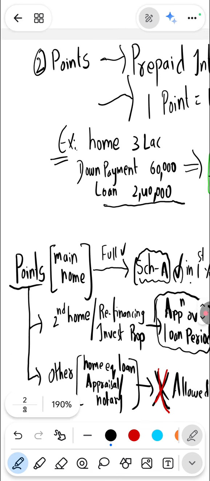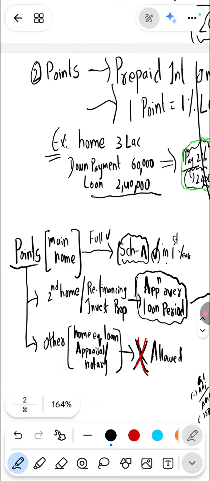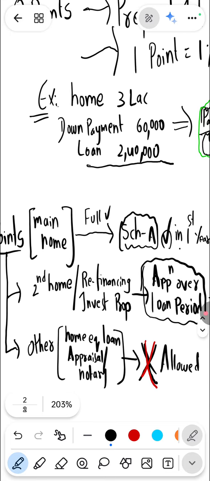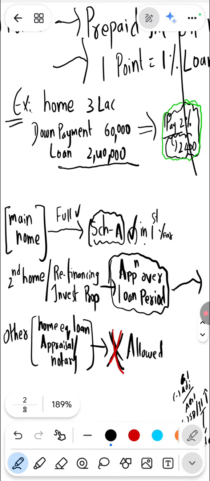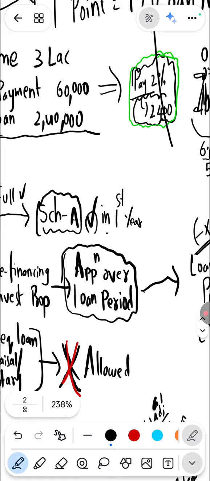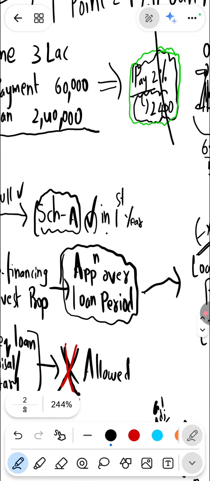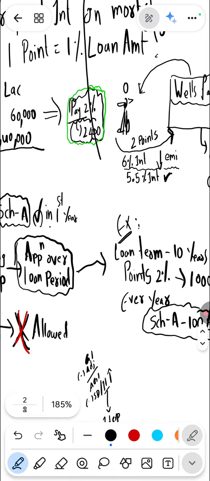That means the points that you're paying in case of a main home are fully allowed as an itemized deduction on your Schedule A, with respect to the main home only. But in case of a second home or refinancing, or in case the property is an investment property, the points that you're paying are apportioned over the loan period. So what does that mean?